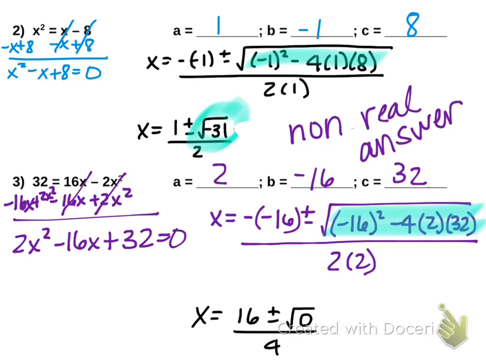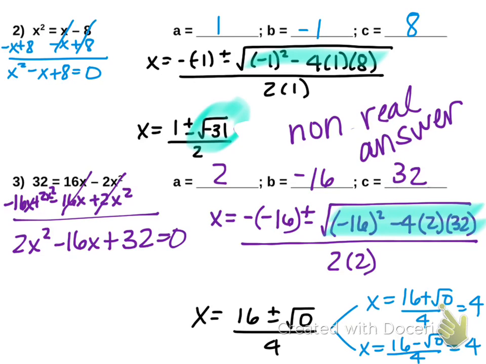You can find the square root of 0 because 0 times 0 gives you 0. So essentially, whenever I have my two equations, you end up with 16 plus the square root of 0 divided by 4 and 16 minus the square root of 0 divided by 4, and you end up with the same answer. So you don't really write it twice. You only write it once. So really your solution is x equals 4.